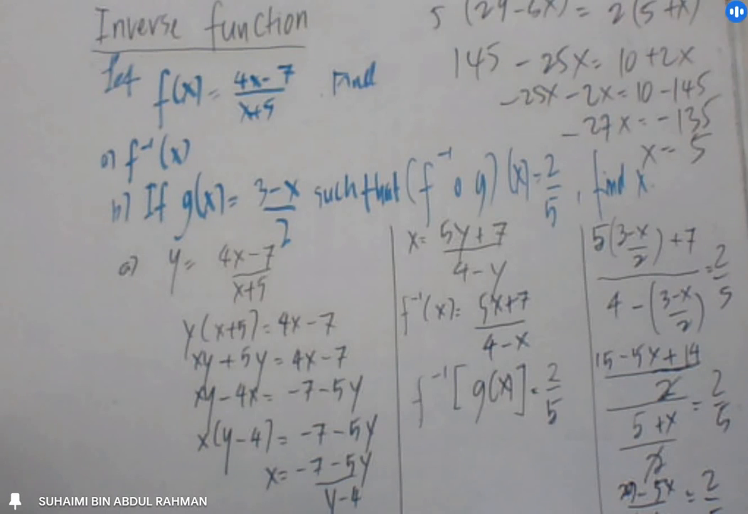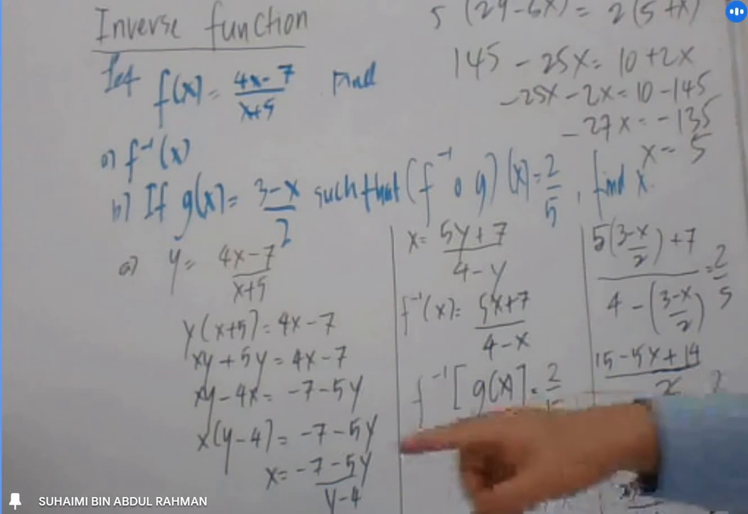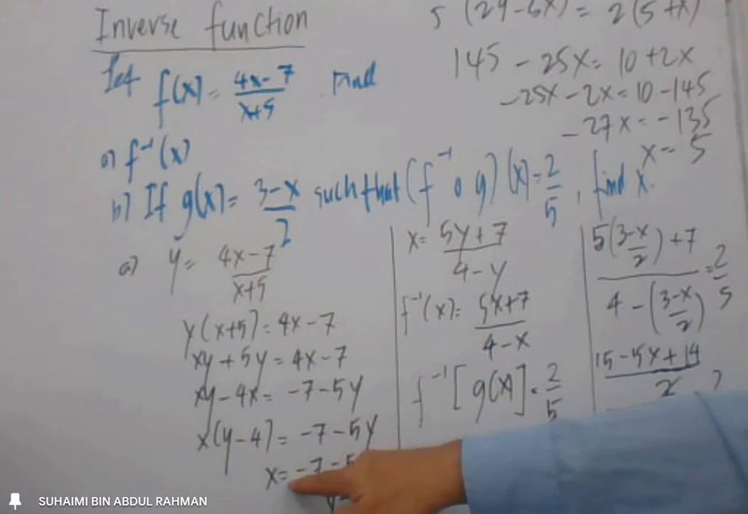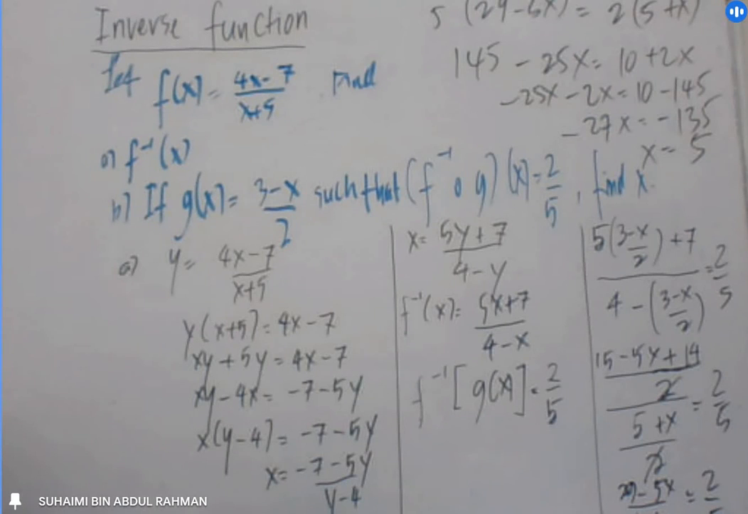Sir, I don't understand the part where 5y plus 7 over 4 minus y, because we put minus outside. Oh, we just put minus outside.